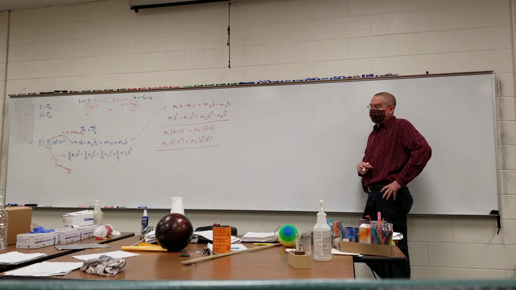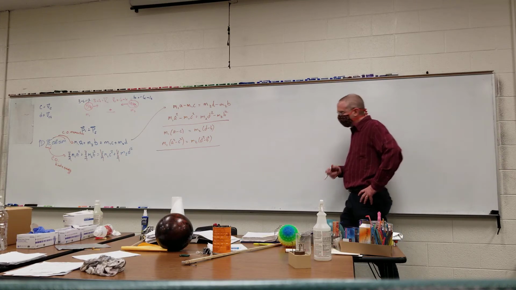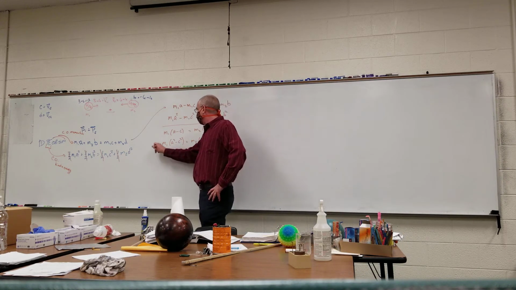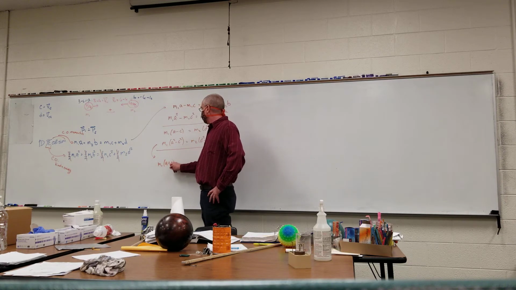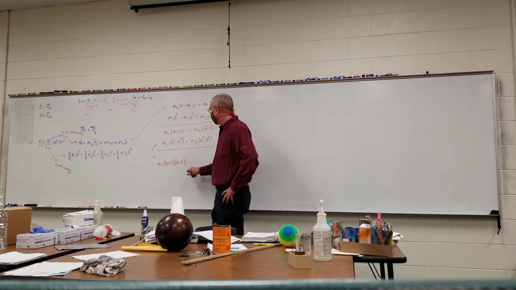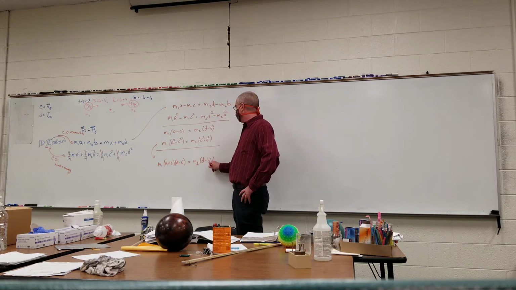Of course, we can factor that second equation again. How do you factor A squared minus C squared? A plus C, A minus C. Yep. So that second equation becomes M1(A plus C)(A minus C), and that's going to be equal to M2(D minus B)(D plus B).